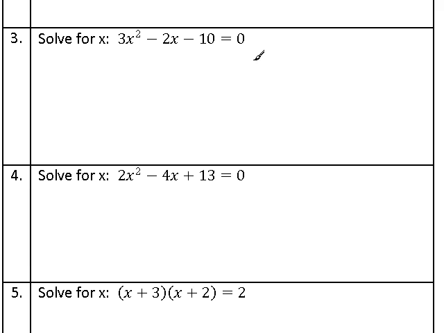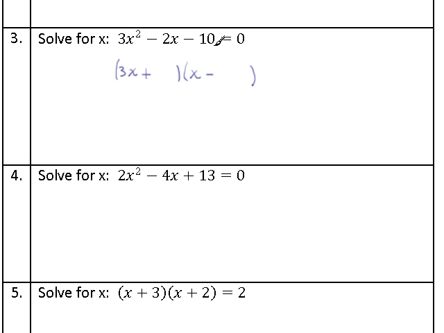Okay, in number 3, we want to solve for x. So we'll try factoring, and if we can't factor, then we'll try completing the square. So if we try to factor this, well, we'll see pretty quickly that we can't factor it. All right, signs are different.